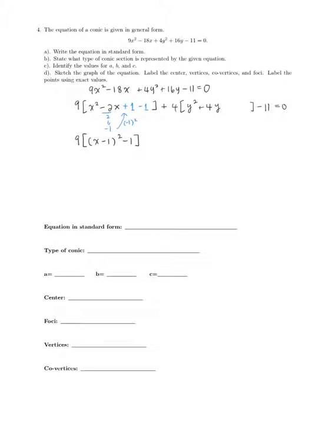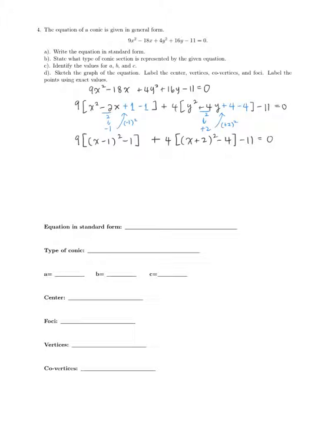Now let's complete the square on the y. You're going to play the same game. Divide this number by 2, you get positive 2. What goes in here is positive 2 squared, which is plus 4. But if you're going to add in the 4, you better subtract the 4. Now if I write this nicely, this is going to be 4 times (y plus 2) squared minus 4, and minus 11 equals 0.